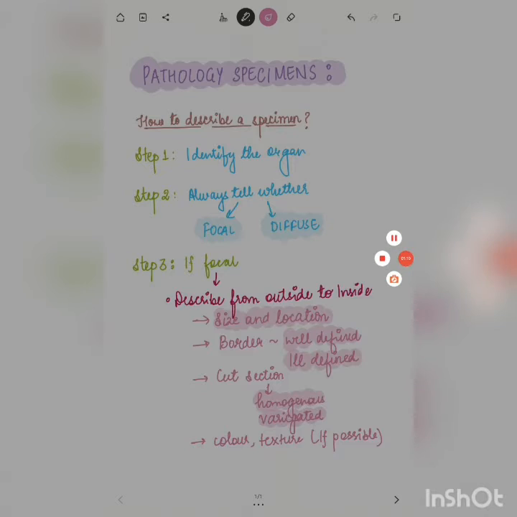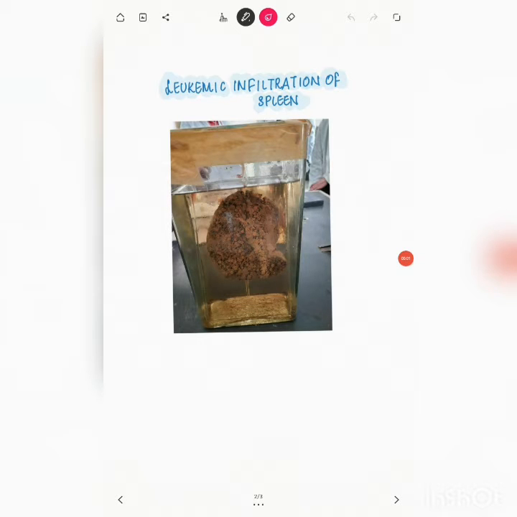Okay, so this is the well preserved specimen of spleen which shows leukemic infiltration. Here you can very well see diffuse tiny nodules in the spleen. So what is leukemic infiltration of spleen? It is a pathologic change in leukemia in which leukemic cells permeate the spleen, and they may show various degrees of infiltration depending upon the type of leukemia.